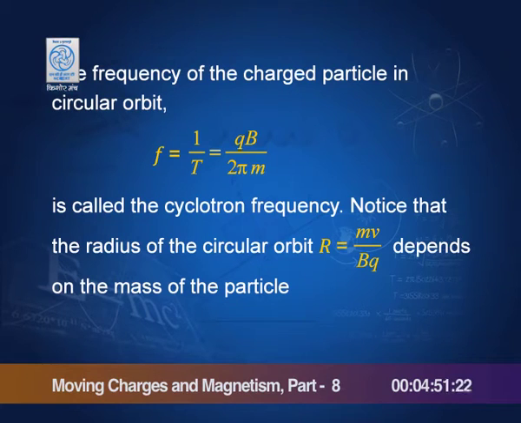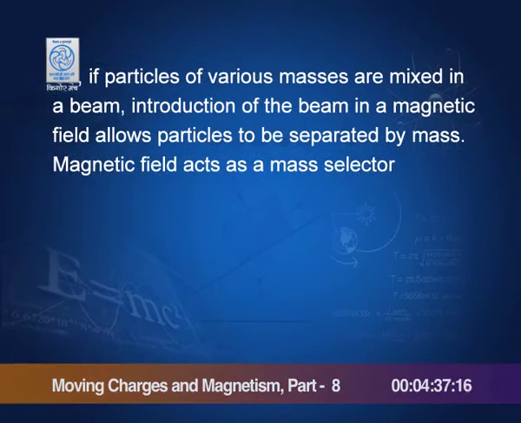In a beam there are particles of various masses. They are moving with, let us say, the constant velocity v, and the charge also let us say is the same, then by varying B, they would have circles of different radii, and so you can separate the particles. Magnetic field acts as a mass selector.